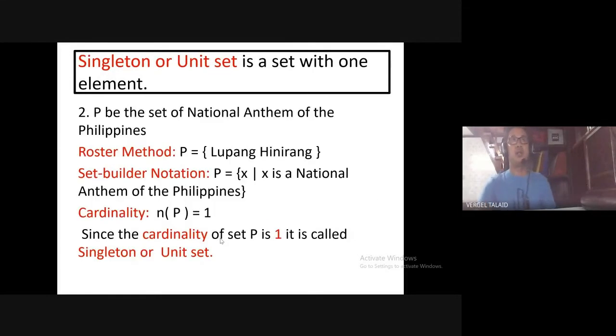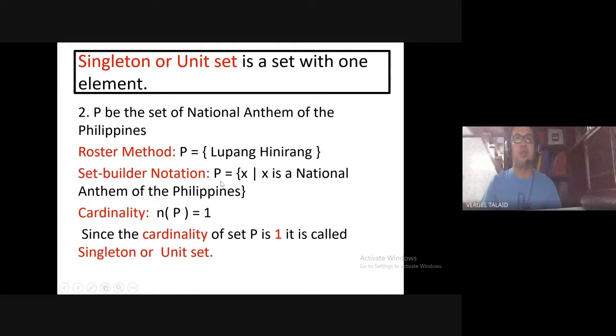Now, next is singleton or unit set. It's a set with one element. So this time, there is an element, but we have only one. So for example, P be the set of national anthem of the Philippines. So how many national anthem do we have? We only have one national anthem. That is Lupang Hinirang. So therefore, that is the roster method: P is equal to Lupang Hinirang. So see, that is a singleton or unit set because we only have one element, Lupang Hinirang.